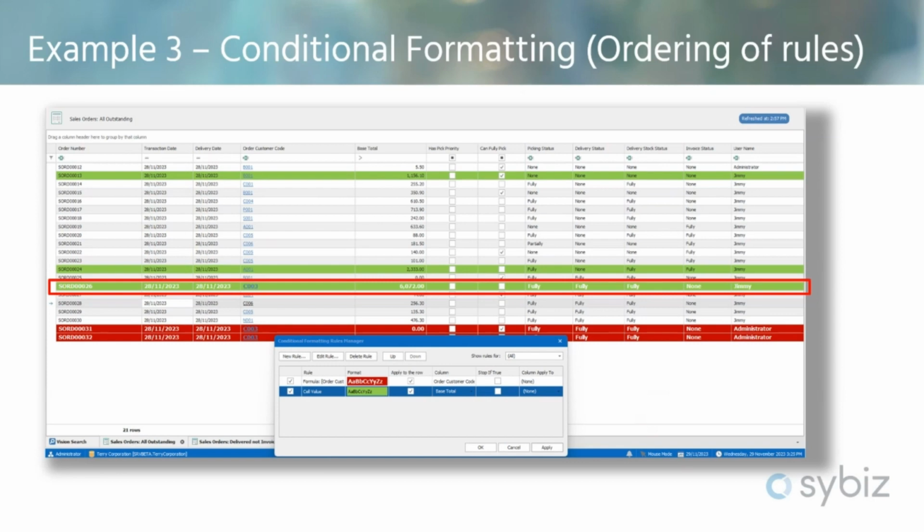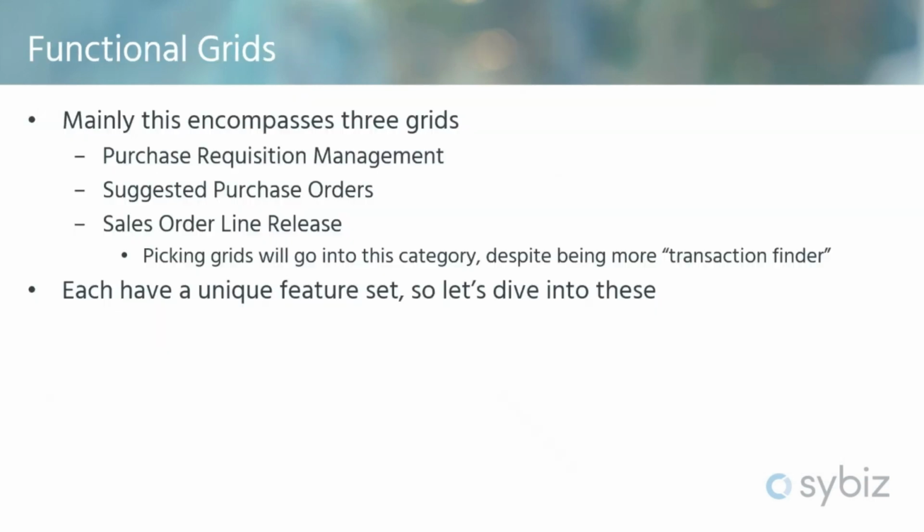Again, I've really only scratched the surface with how much you can do with the filtering and conditional formatting and so forth. But the multi-select and the grouping is, of course, very potent. So I would definitely suggest having a look at that if you haven't before. But we are now going to move on to the functional grid. These are three main ones here: purchase requisition management, suggested purchase orders, and sales order line release.